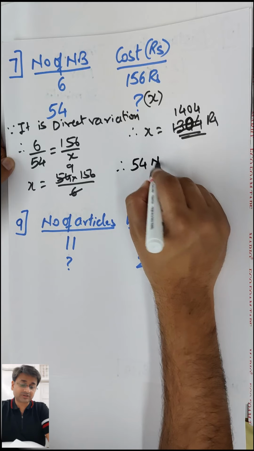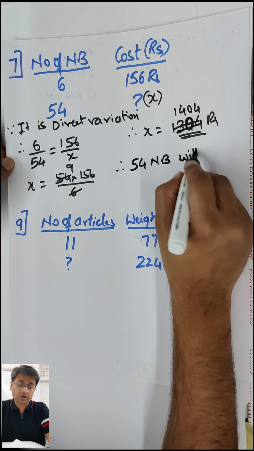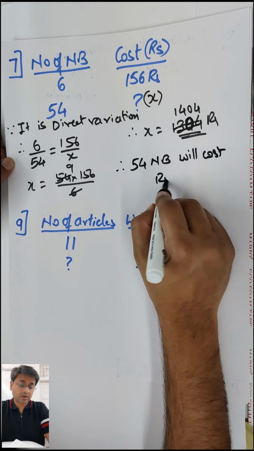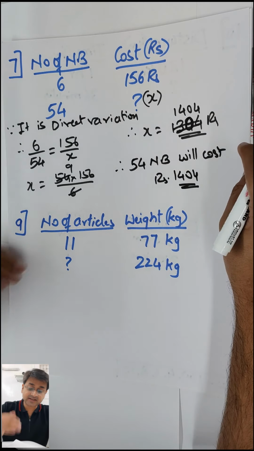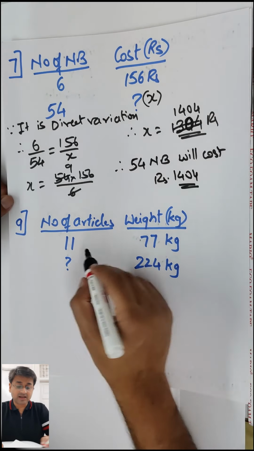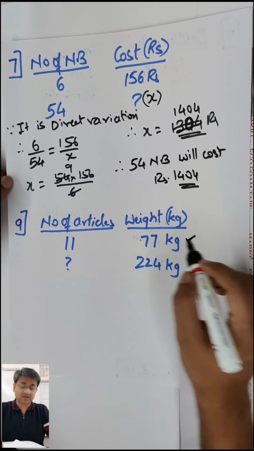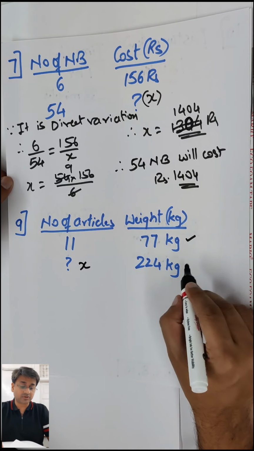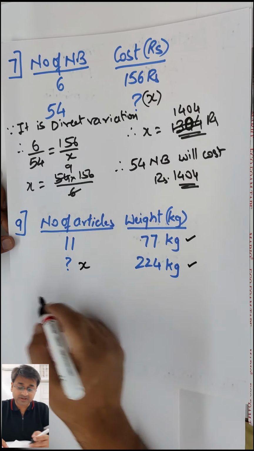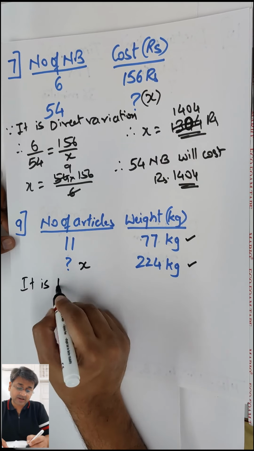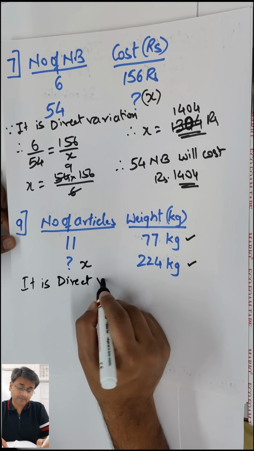54 notebooks will cost rupees 1404. Easy. Exactly same as the ninth one. Come on, try it. 11 articles weigh 77 kgs. So how many articles will weigh 224 kgs? So come on, it's very simple. Pause and finish it. It is direct variation.